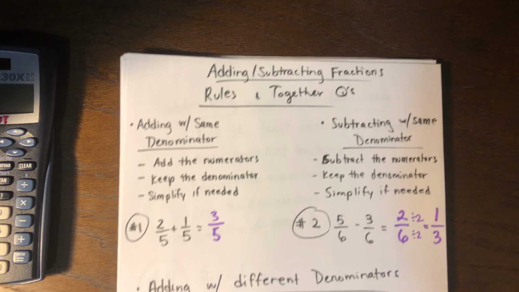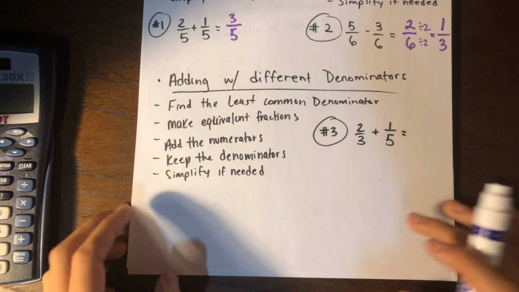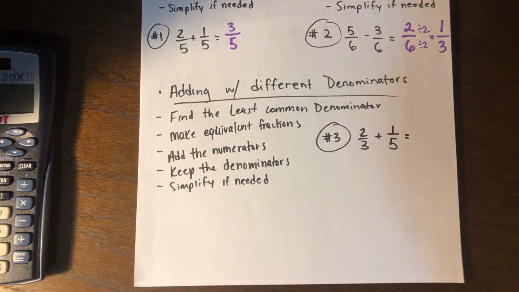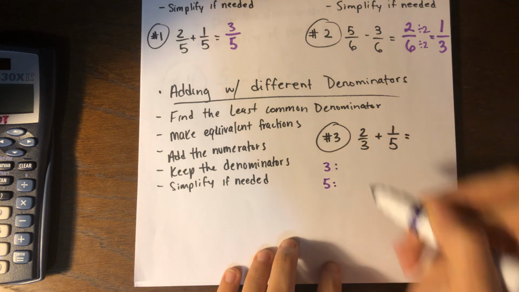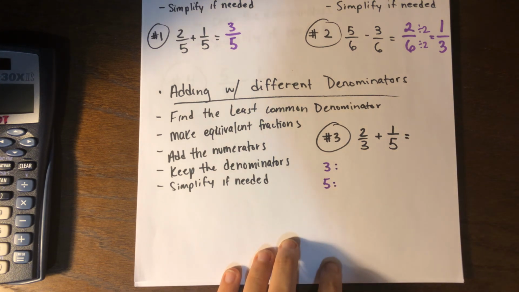Okay? Let's move on to adding with different denominators. So these want to have a little more rules. We have to find the least common denominator, like we did when ordering fractions. Okay? Then we're going to make them equivalent, add the numerators, keep the denominator, and simplify if needed. So we're going to take our denominators, 3 and 5. Now I have to find their factors to see what the least common multiple is. Okay? So we can have a common denominator.